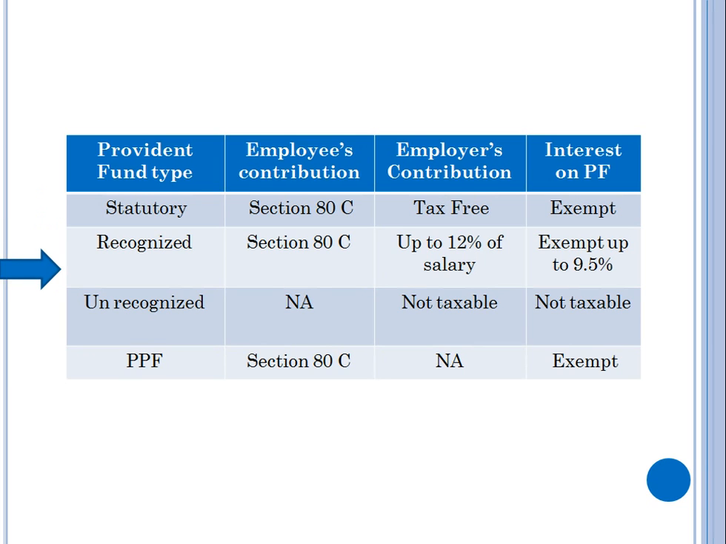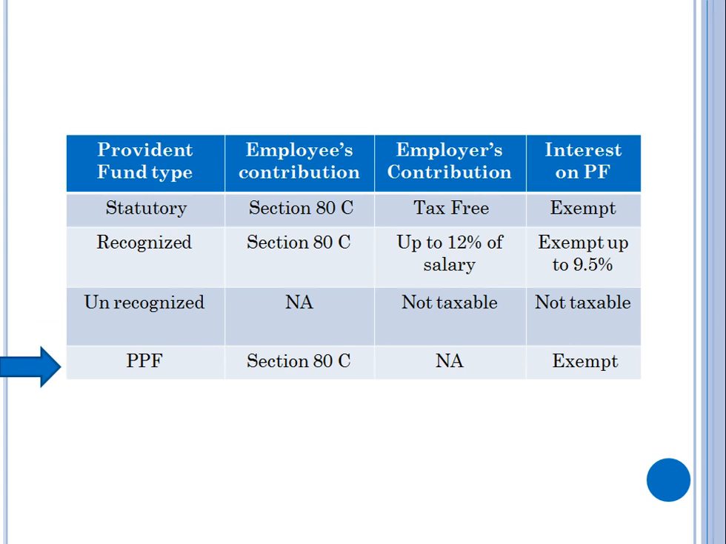Under Recognized Provident Fund, the employee's contribution is eligible to claim tax benefit under Section 80C and the employer's contribution is tax-free up to 12% of salary. Beyond 12% of salary contributed by the employer is taxable. The interest earned on such Recognized Provident Fund is eligible for tax exemption if the interest earned in the year is up to 9.5% per annum. Under Unrecognized Provident Fund, the employee's contribution is not eligible to claim under Section 80C and the employer's contribution is non-taxable. Interest earned on such Provident Fund is also non-taxable.